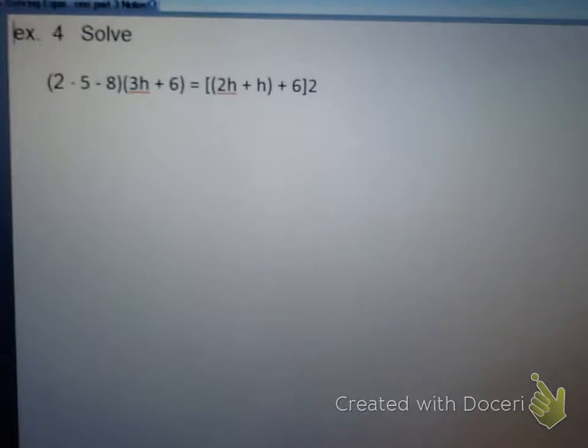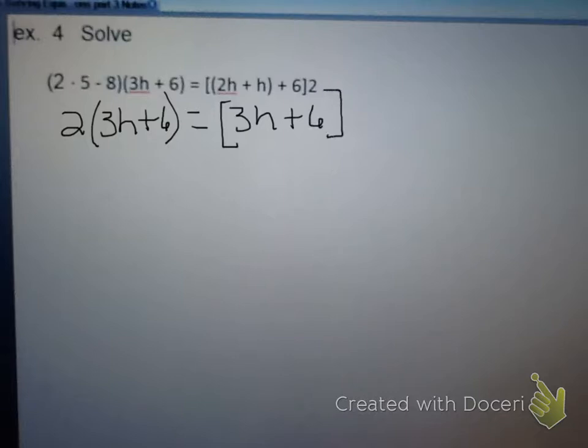Example 4, I'm going to simplify. Inside the very first parentheses, I'm going to multiply. 2 times 5 is 10. I can go ahead and subtract 10 minus 8 is 2. I cannot do anything with that second set of parentheses because of the h, so I'm just going to bring it down. On the right side, I can combine 2h plus 1h and get 3h plus 6 bracket 2. Now, because I got rid of that one parentheses, I could replace the bracket with a parentheses.